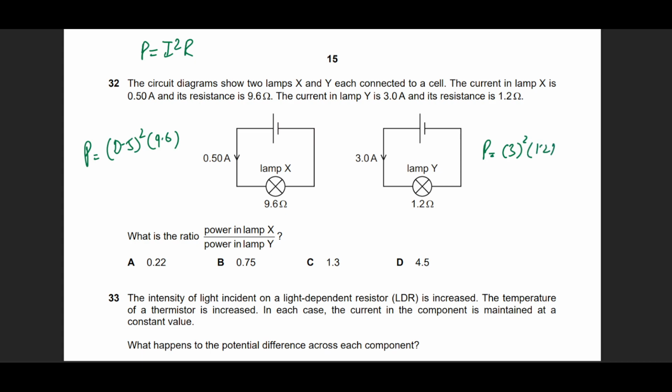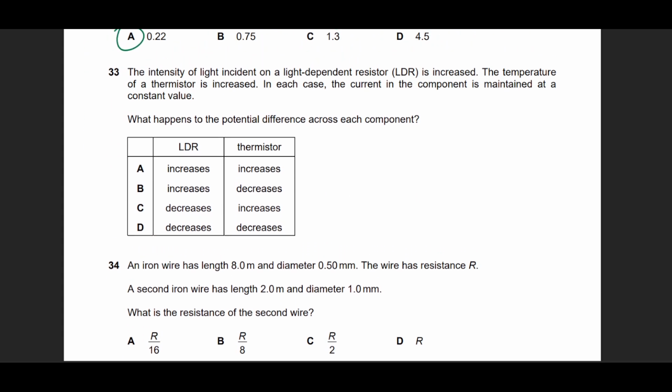Let's divide them. So X was 0.5 whole squared into 9.6 divided by 3 whole squared into 1.2. And when you're done calculating this, you're going to get the answer of 0.22, which is option A. Simple. 33 should be a part of your memory.